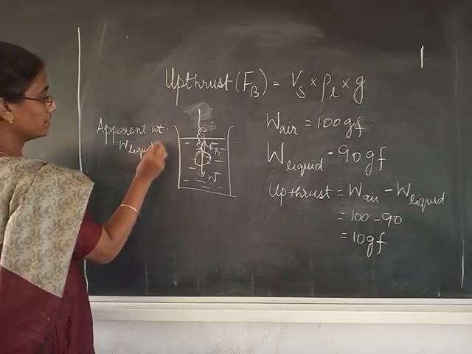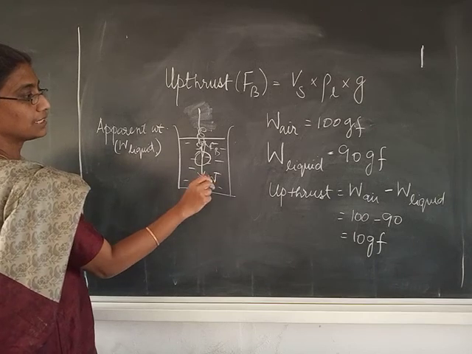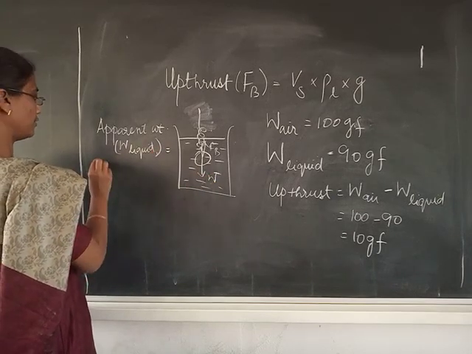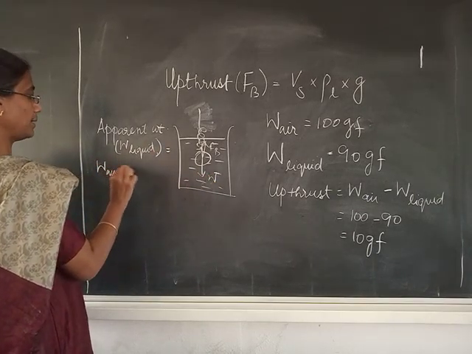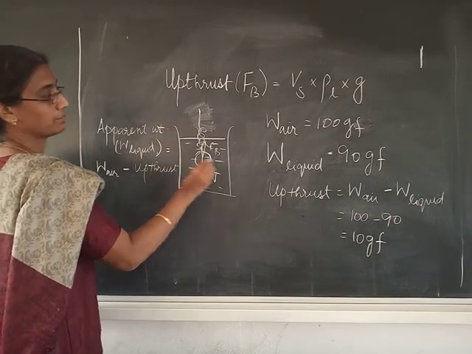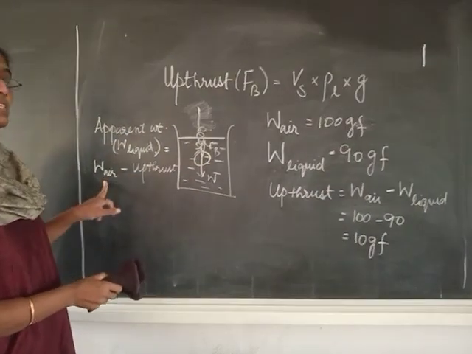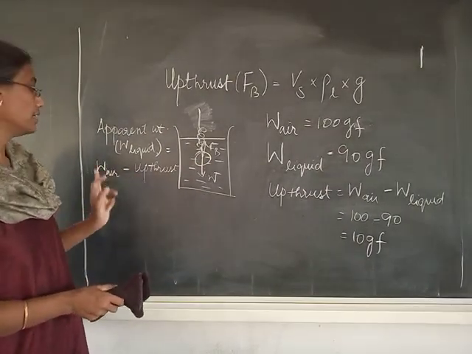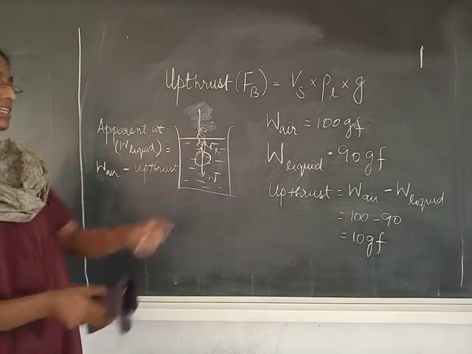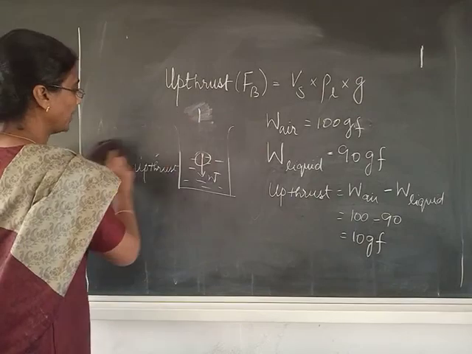So I can write a formula like this: weight in liquid is weight in air minus upthrust. Weight in air is 100 gram force, upthrust was 10, 100 minus 10 gives me 90. That is the apparent weight of this body. Now we go to the next one.